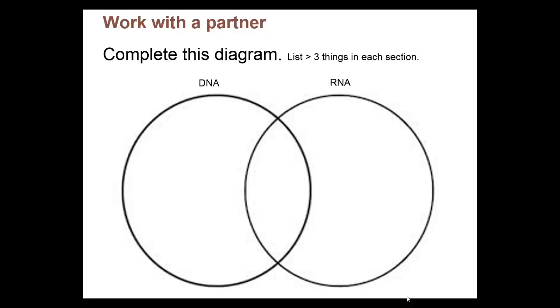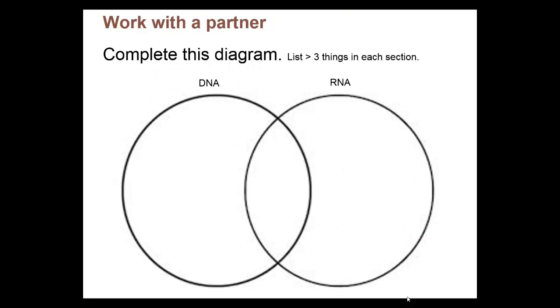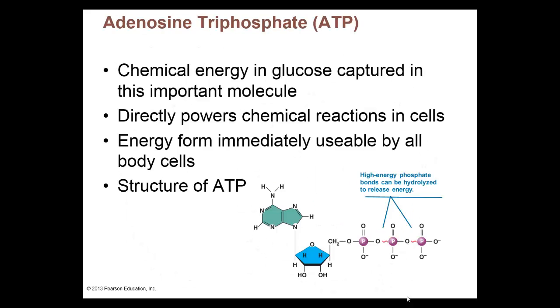So there are lots of different things that they share in common, and lots of different things that are unique to them. What's the NA? Nucleic acid. They're both nucleic acids. And another big molecule, so DNA and RNA, those are our big nucleic acids.